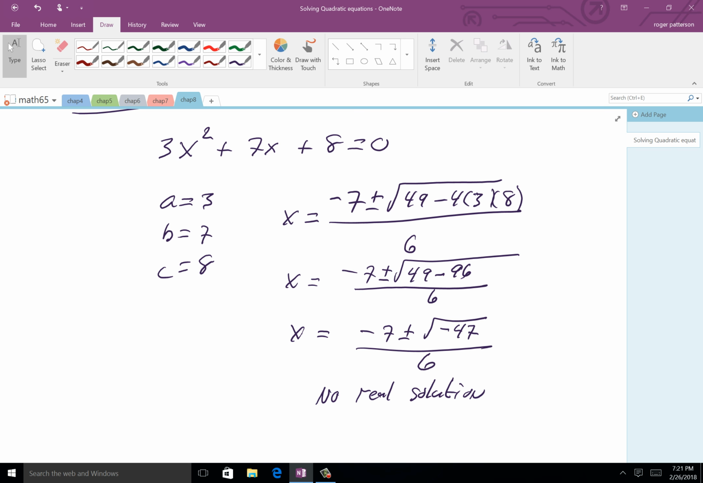In reality, wouldn't it be an imaginary number if you were doing that? It would be, and that's on Wednesday. Okay, yeah, it would be, you're right.